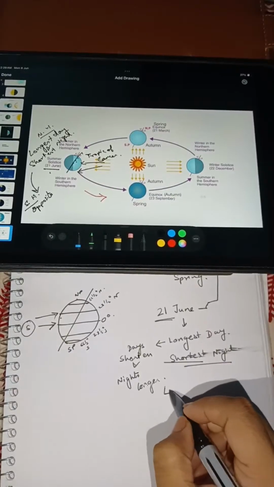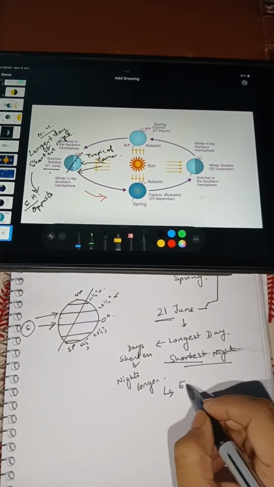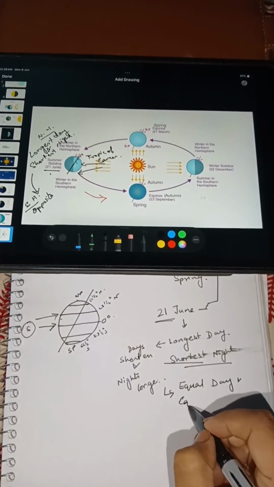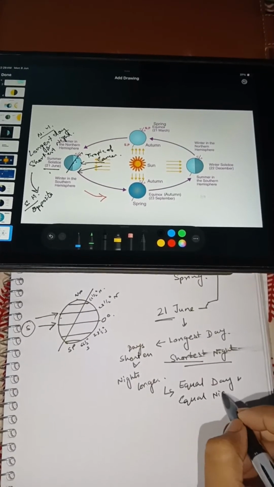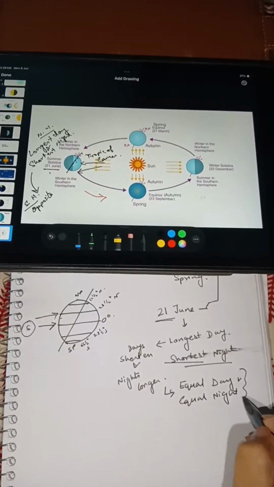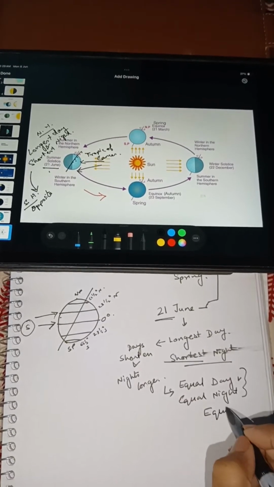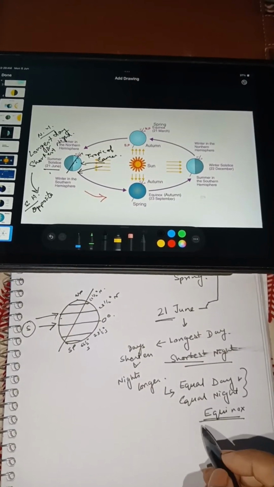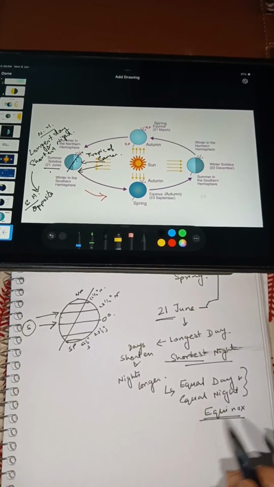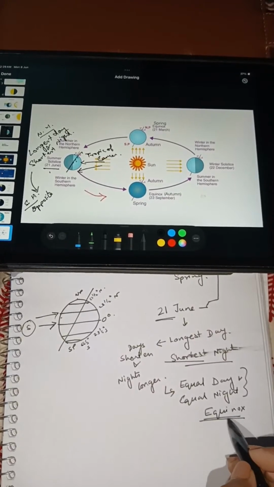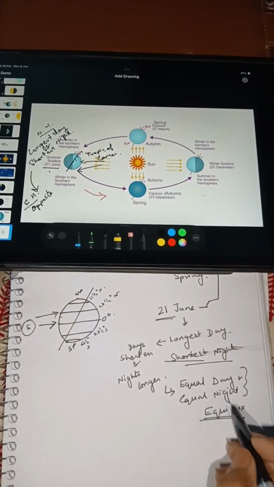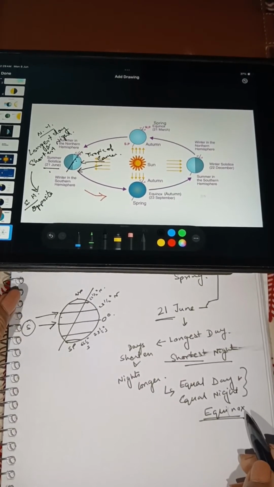till a position comes where there is equal day and equal night, which is called equinox. Equi means equal, and nox means night, so we get equal day and equal night, and what we call is equinox.